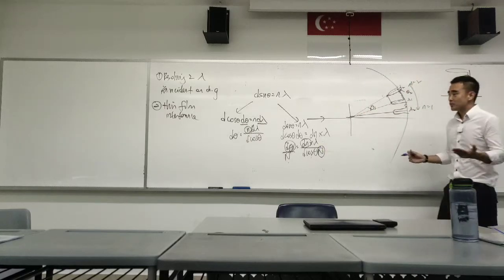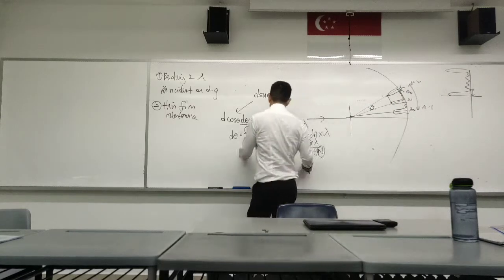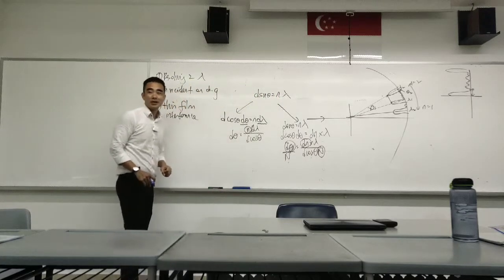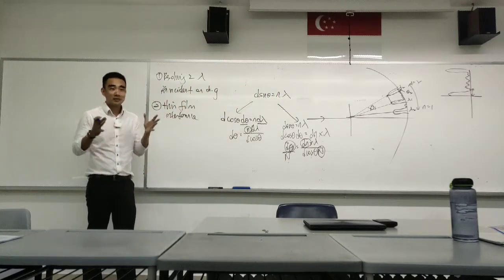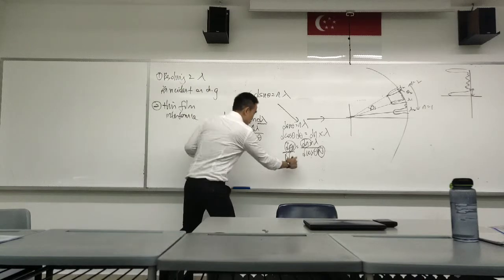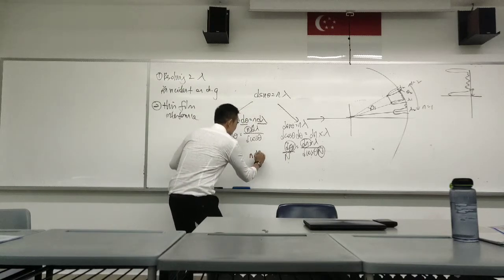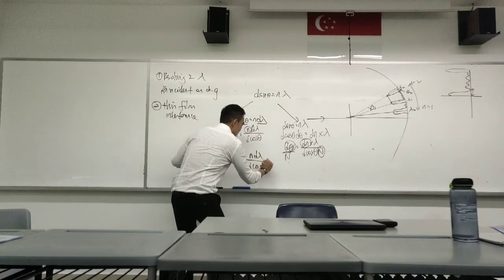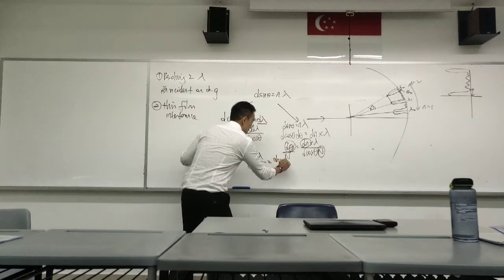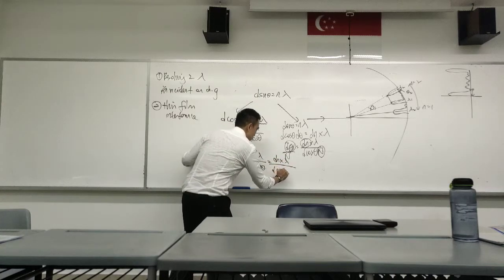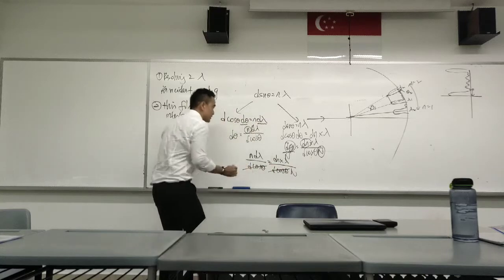Now what do I do with these two expressions? Make a guess. To find the condition when they are just resolved, I equate this to this. So n d lambda over d cos theta is equal to dn times this d cos theta times n. Can you see that d cos theta cancels off?